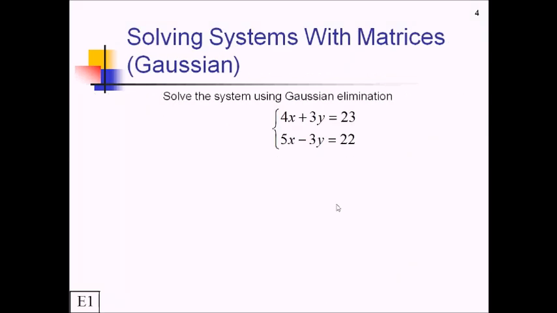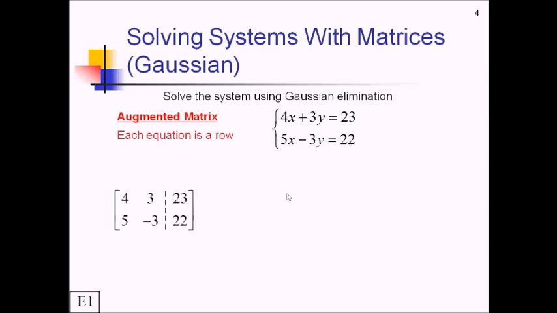All right, so we've been foreshadowing this for the last couple minutes. We are going to solve a system using a matrix. To do this, we need to turn it into a matrix, and we're going to use something called an augmented matrix. So basically, each equation is going to be a row in a matrix, and there's going to be one element for each item in these equations. So I can make a matrix out of this with just the coefficients 4, 3, 23, 5, -3, and 22.